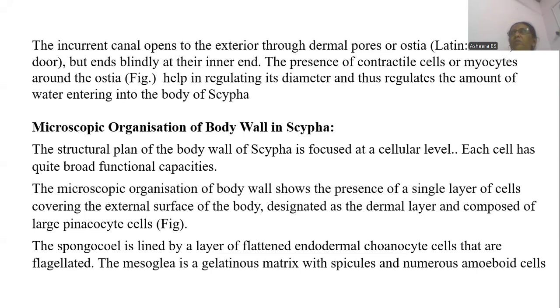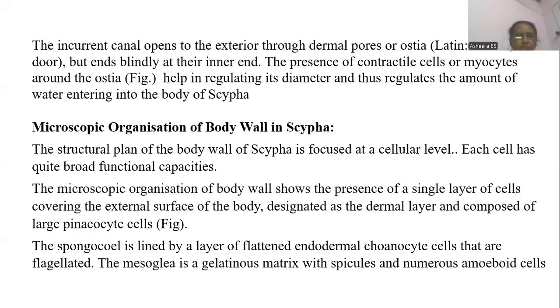So only water will not move. Along with that, you will find the waste food particles, and also whatever the excretory products, all that will be moving out through the osculum. So that has been seen.